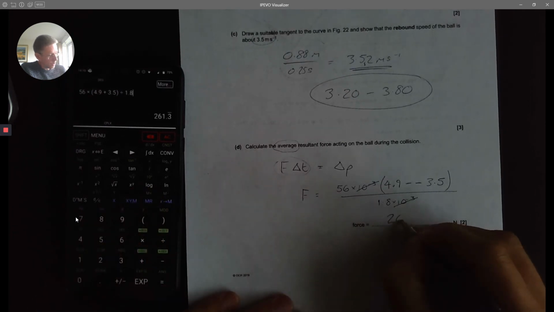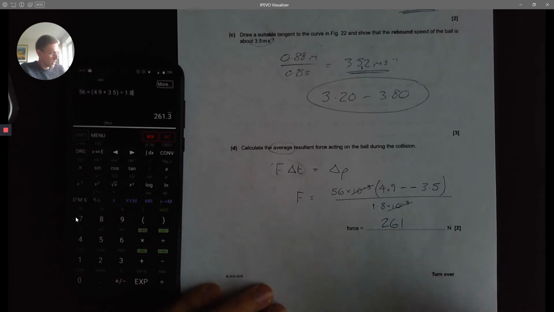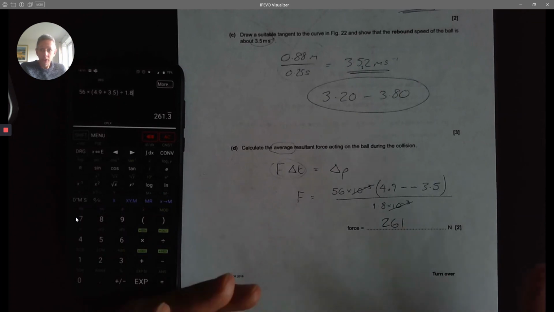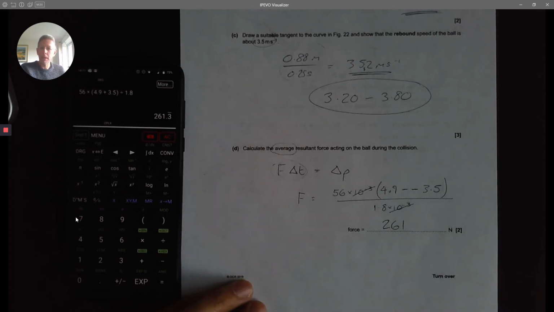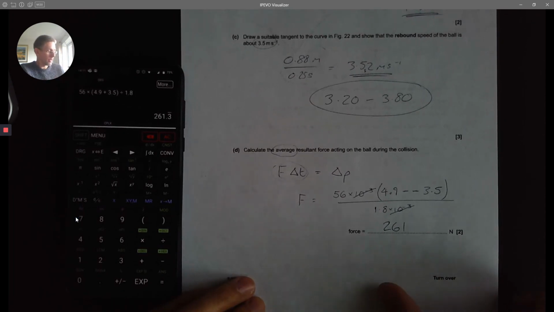Okay, so we're coming in at 261 newtons. Now that actually does seem like quite a large force, but you can imagine, what if the ball wasn't bouncing off the ground but was bouncing off you? If someone threw the ball at your chest and it bounced off your chest, you'd notice that it hit you. It wouldn't be a gentle force. It would sting. If you've ever been hit by a tennis ball, I guess you'll know that. So it's not an unreasonable answer, and it shouldn't overly worry you that it's 200 and something.